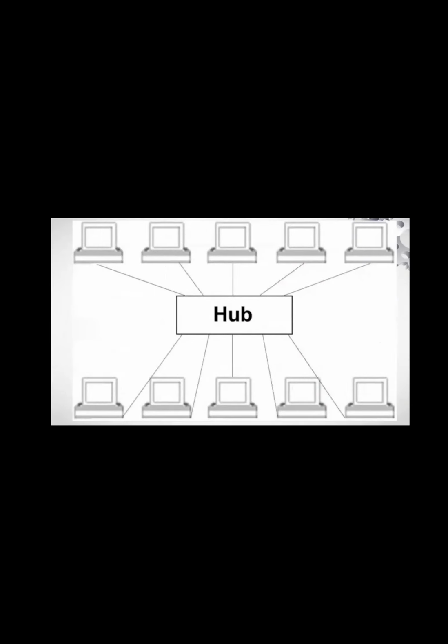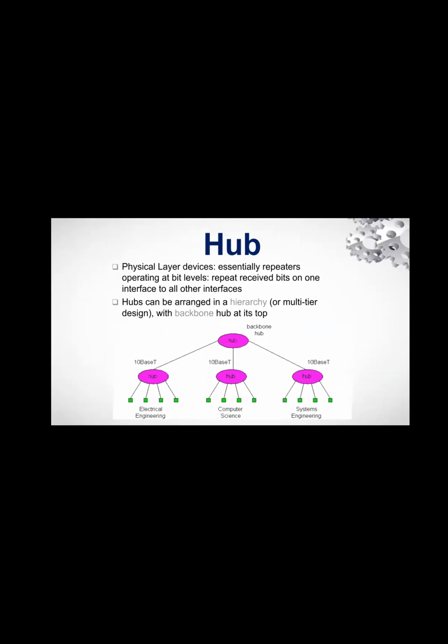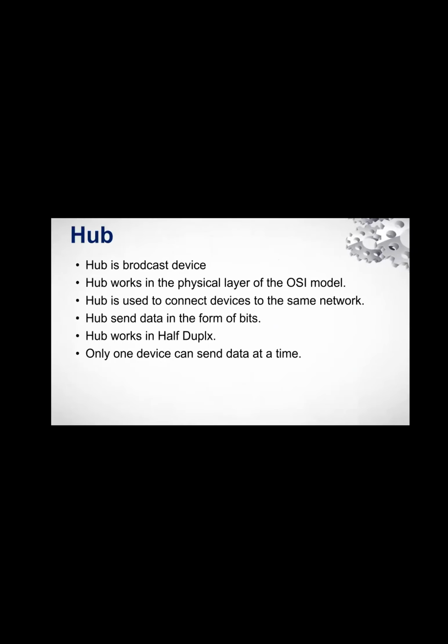Now hub. The first subtopic which I am going to cover is hub. Hub is a physical layer device, essentially a repeater operating at bit level, receiving bits on one interface and passing them to other interfaces. Hubs can be arranged in a multi-tier design with a backbone hub at its top. Hub is a broadcast device. Hub works in the physical layer of the OSI model. Hub is used to connect devices to the same network. Hub sends data in the form of bits. Hub works in full duplex. Only one device can send data at a time.